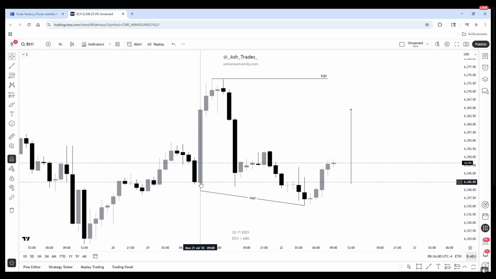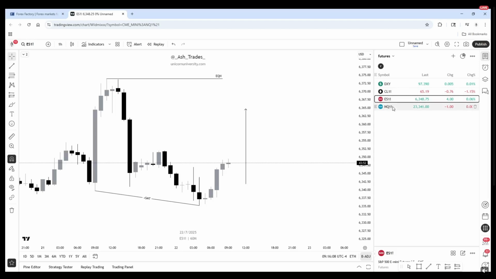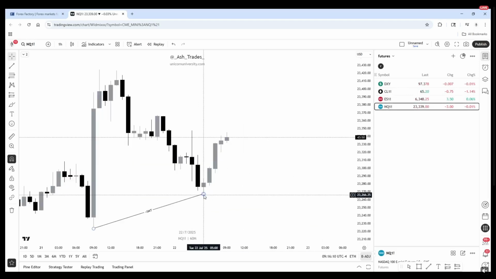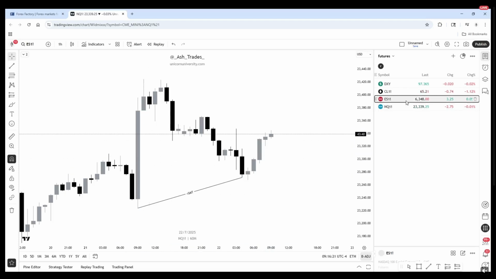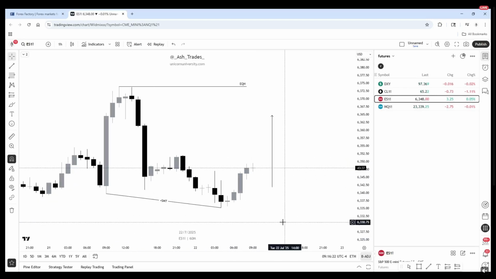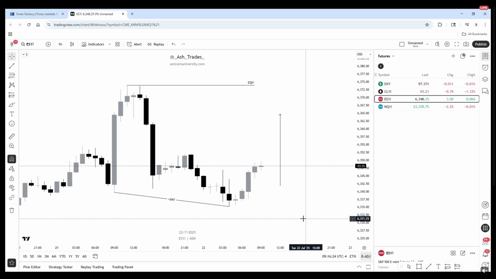So the 9 a.m. candle on NQ, the 9 a.m. candle on ES. The 4 a.m. candle on ES, the 4 a.m. candle on NQ. Notice how using the same 2 points in time, NQ made a higher low while ES made a lower low. Bullish SMT.